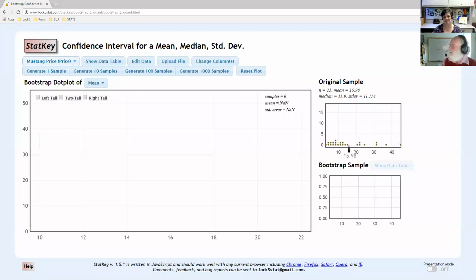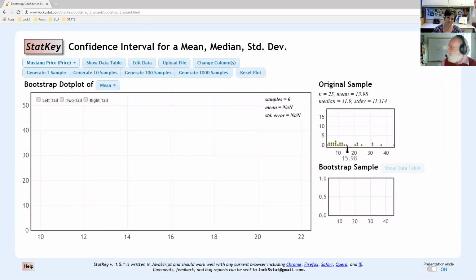So over in this part of the screen, we see the summary information. By the way, there's a presentation mode here in StatKey, which is better for using in classrooms. It just makes some of the text a little bit bigger. So here's the original sample of Mustang prices, the summary statistics for that. And so now we're ready to take one bootstrap sample. So I'll come over here and generate one sample. We'll start nice and slow.